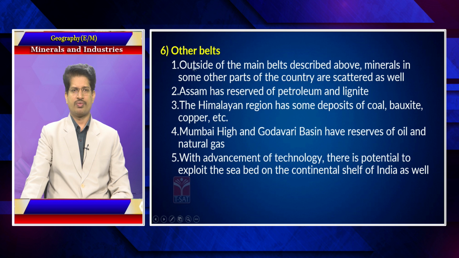Other than the main belts described above, minerals in some parts of the country are scattered as well. Assam has resources of petroleum and lignite. The Himalayan region has some deposits of coal, bauxite and copper. Mumbai High and Godavari Basin have reserves of oil and natural gas.